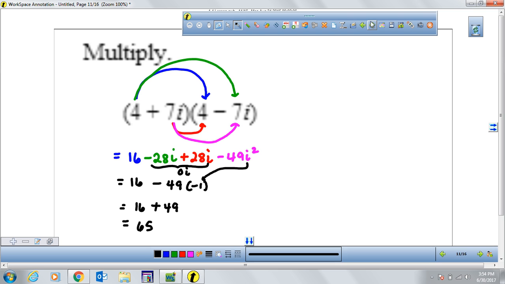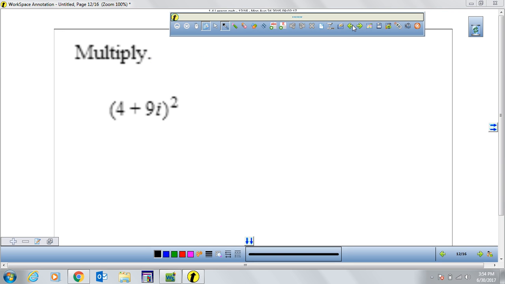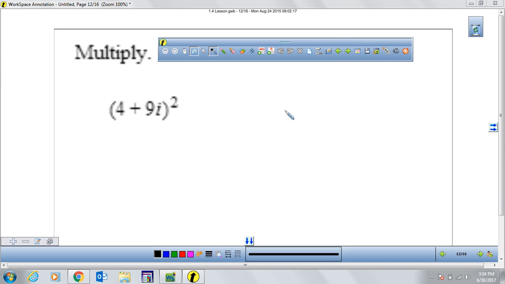Now, let's go ahead and talk about the last case of multiplication. Then we're going to go into the division of complex numbers. We got 4 plus 9i squared.